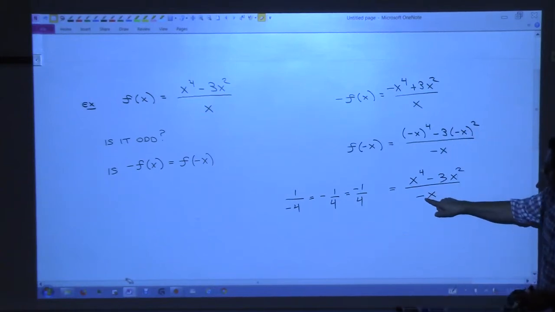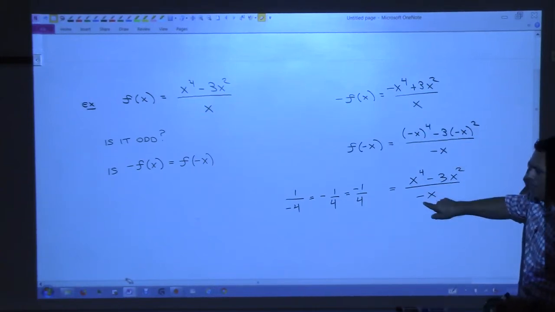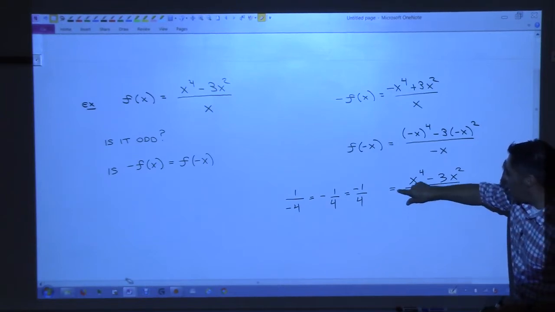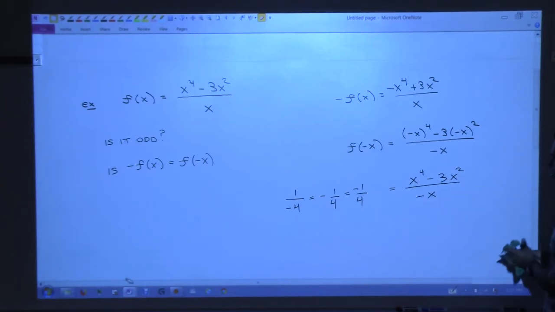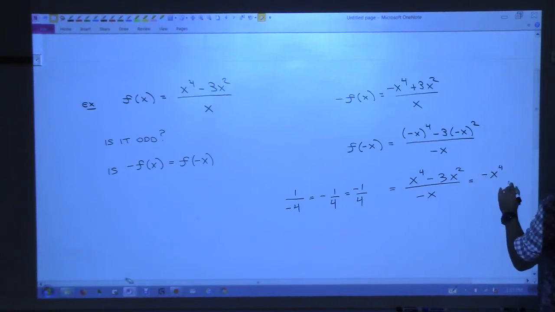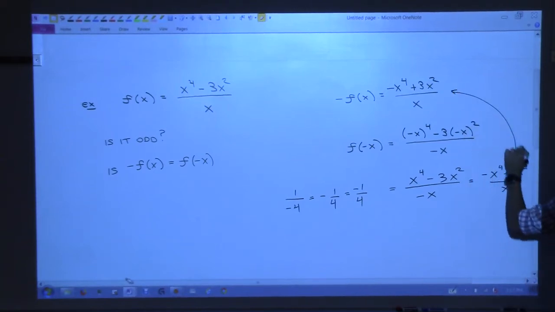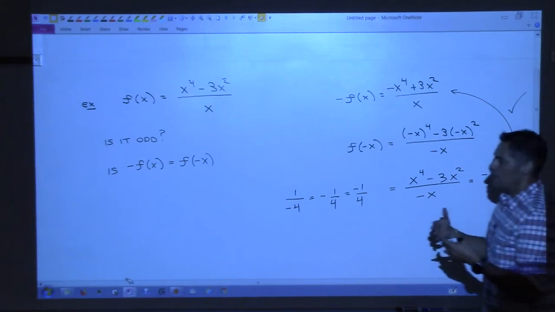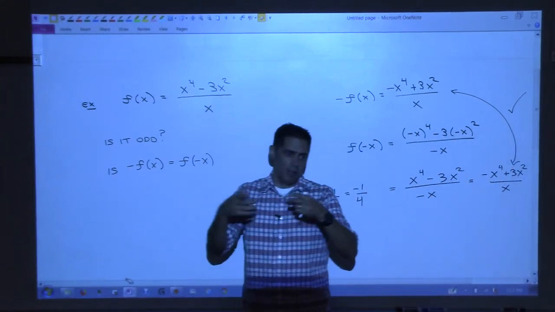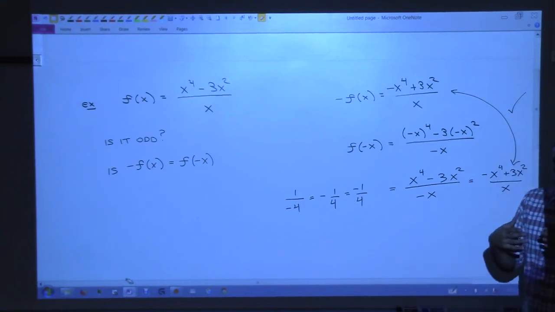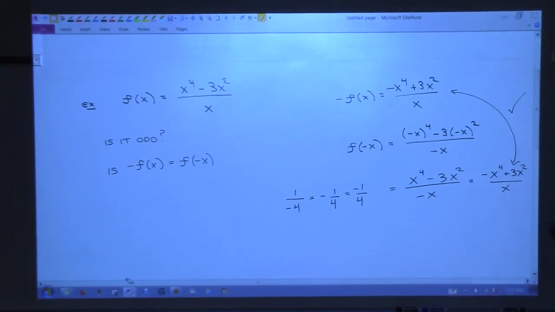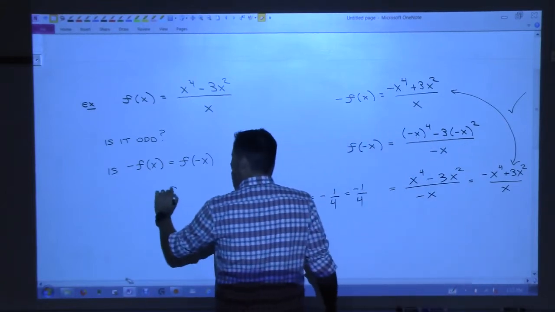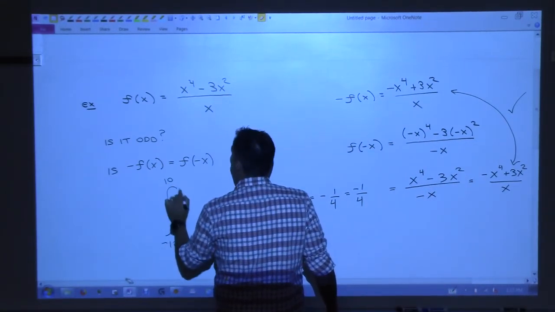So if I take this negative sign, obviously this is positive and this is negative, right? If I take that negative sign up here and push it through the numerator, what do I get? Negative x to the fourth plus 3x squared, all over x. And look, these are the same, right? So this is an odd function. To show something is even or odd, you have to check whether those equations are true. Does that make sense?